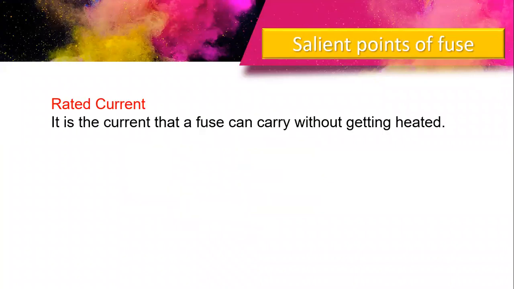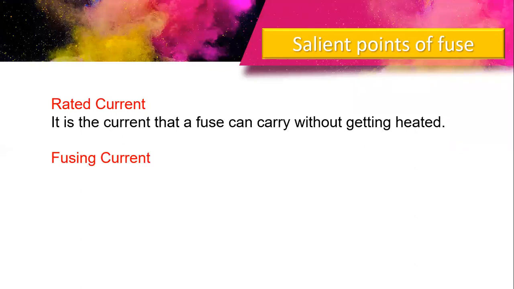Now, coming to some terms regarding the fuse element. What are the terms? Rated current. Rated current means, before melting the fuse element, what is the current? That current is the rated current. Up to the rated current, the fuse will work perfectly without any heating. That is the meaning. Now, what is the definition? It is the current that a fuse can carry without getting heated. Under normal condition, the rated current, which is the predefined current, passes through the fuse element. That current is known as the rated current.